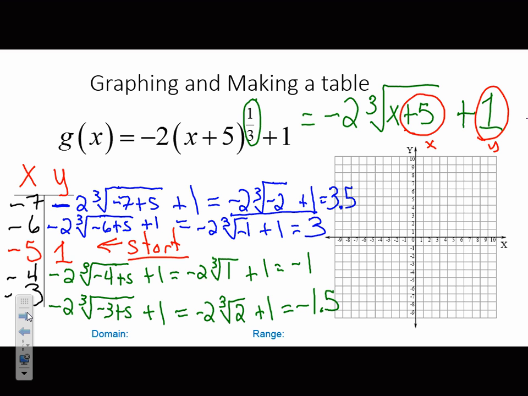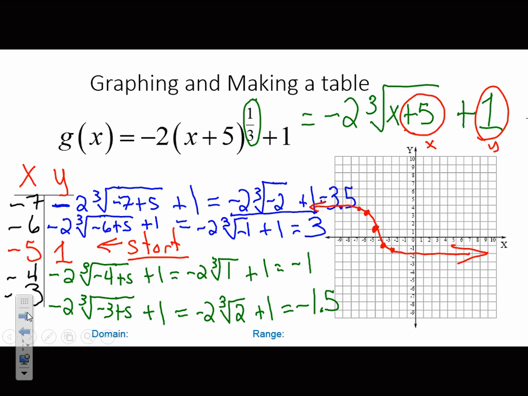Now we'll graph this one. Start at the middle. We have negative 5, 1 right here. And then we have negative 6, 3, and negative 7, 3.5. And over here we have negative 4, negative 1, and negative 3, negative 1.5. Now this one looks like this, ladies and gentlemen. It's going to go over this way, and then we're going to go over this way. So it's been flip-flopped from the last one we just did.